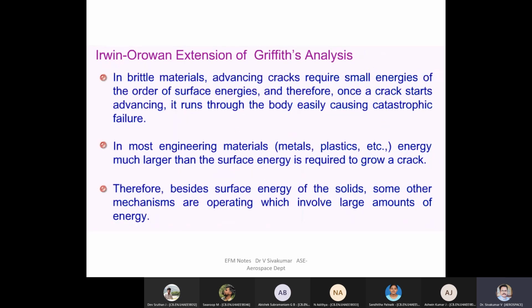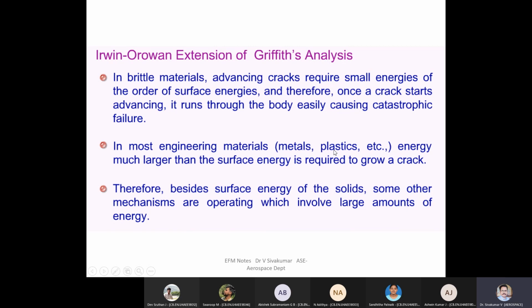Okay. So Irwin's work is an extension of Griffith analysis. You know Griffith analysis very well. What exactly is it? Basically, Griffith analysis is based on surface energy. In brittle materials, advancing cracks requires small energies of the order of surface energies, and therefore, once a crack starts advancing, it runs through the body easily, causing catastrophic failure. We all know very well that brittle material fracture is catastrophic in nature.